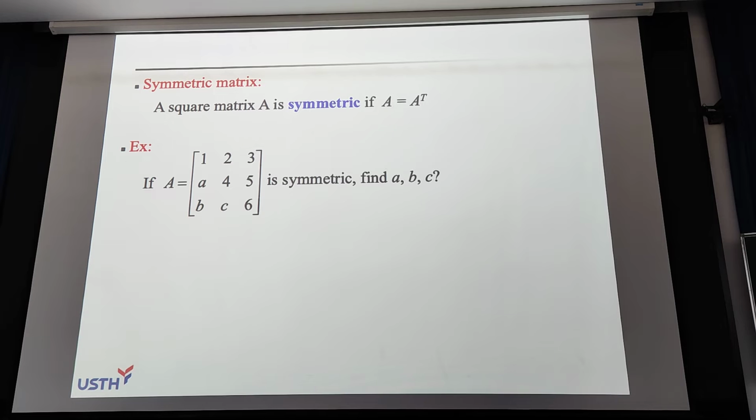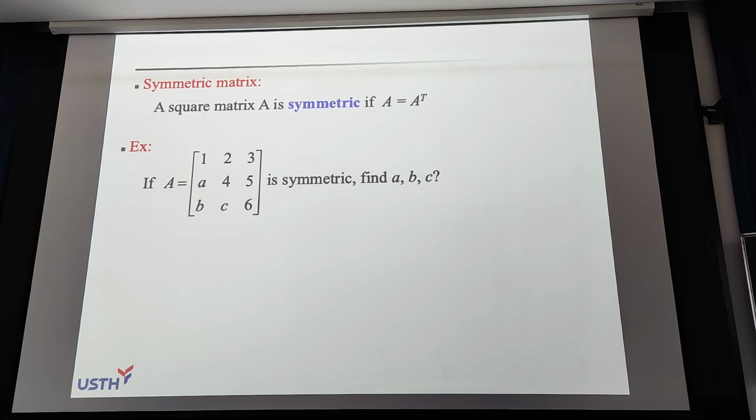Now we have the notion of symmetric, which is ma trận đối xứng. Whenever we talk about a symmetric matrix, we talk only about square matrices. A square matrix A will be called symmetric if and only if A equals A transpose. It means that when we change columns into rows and rows into columns, nothing changes.